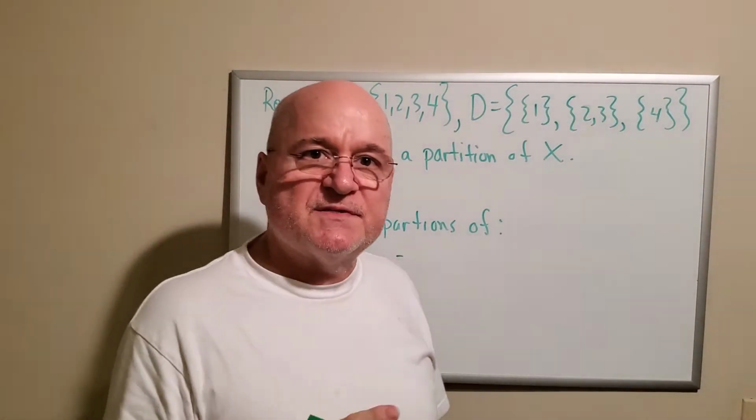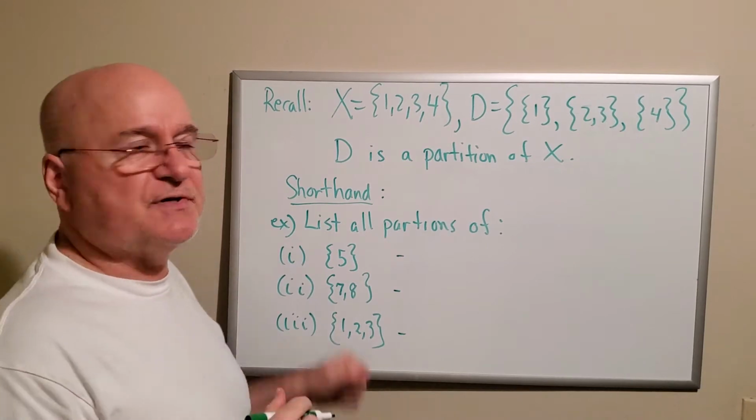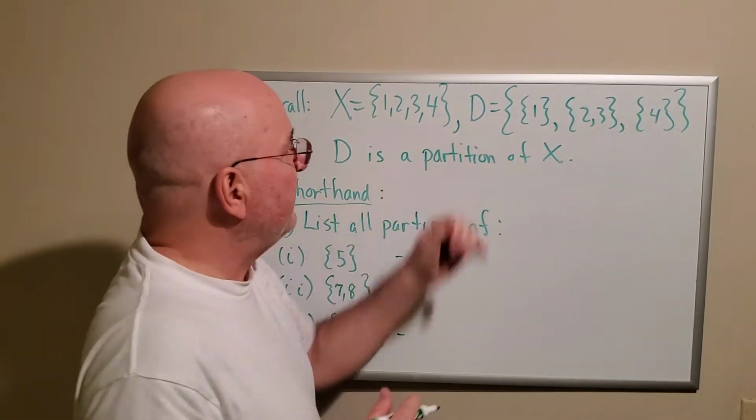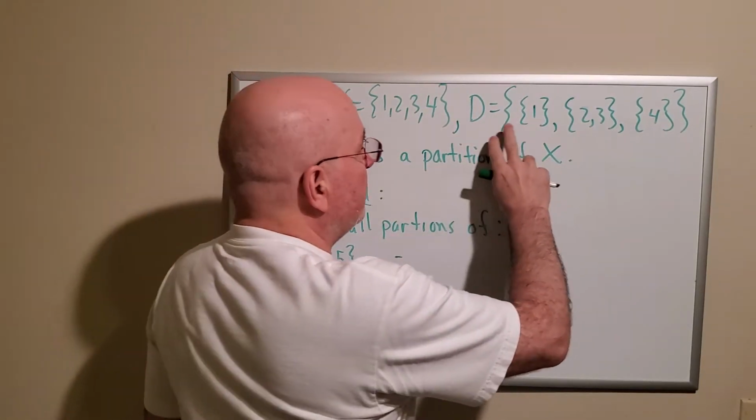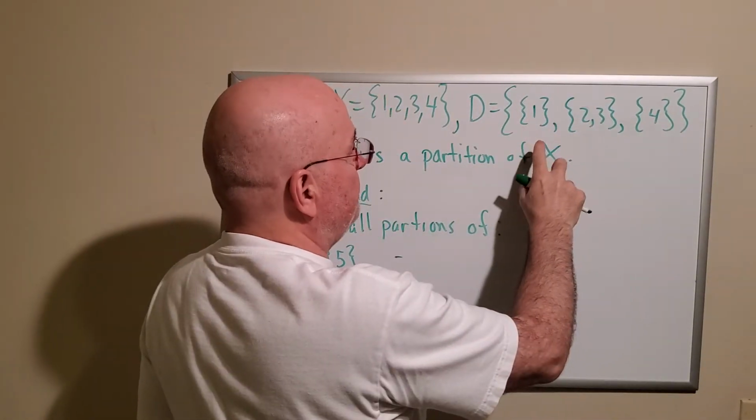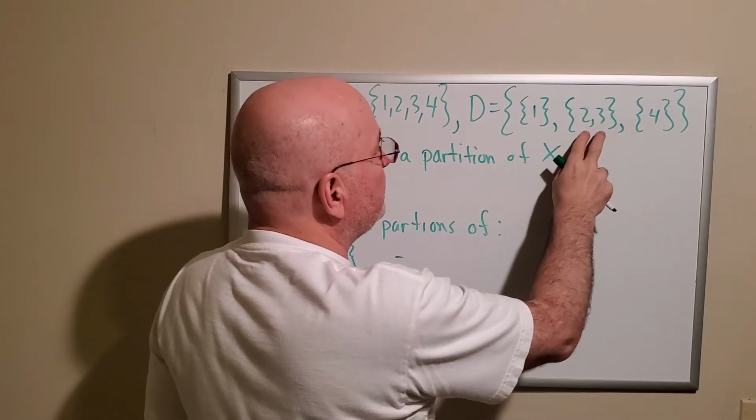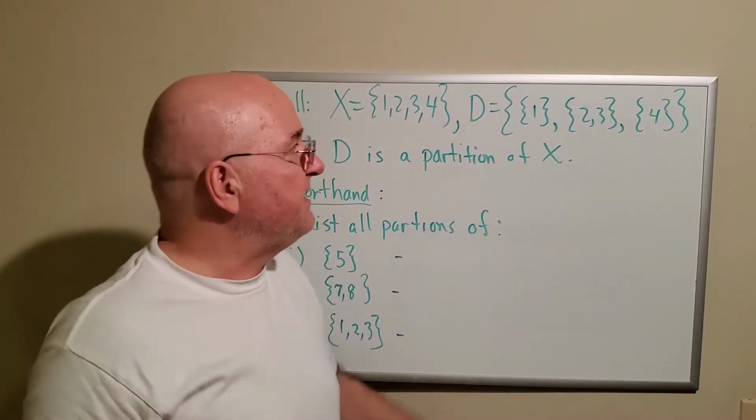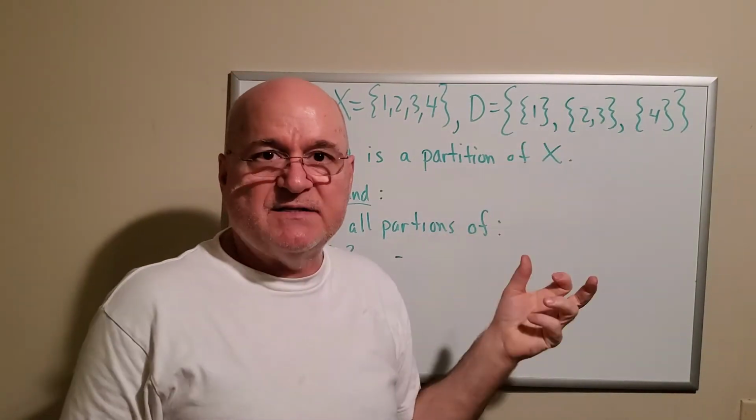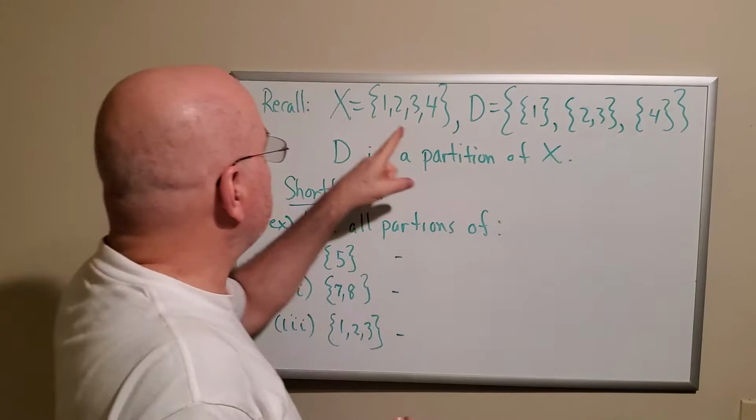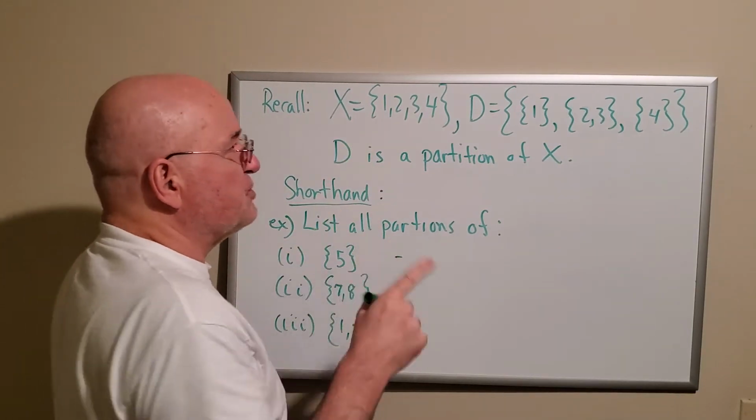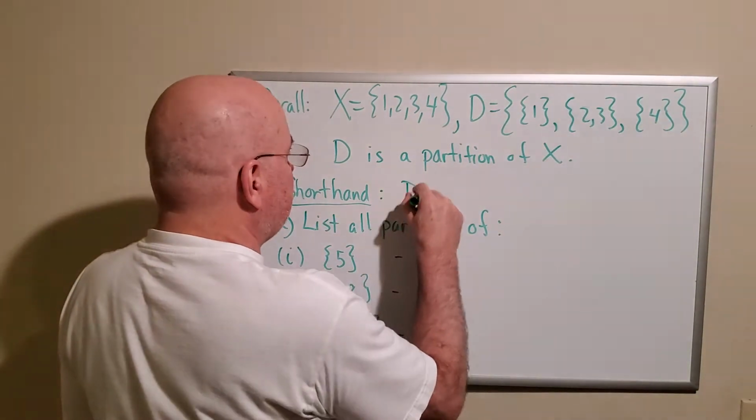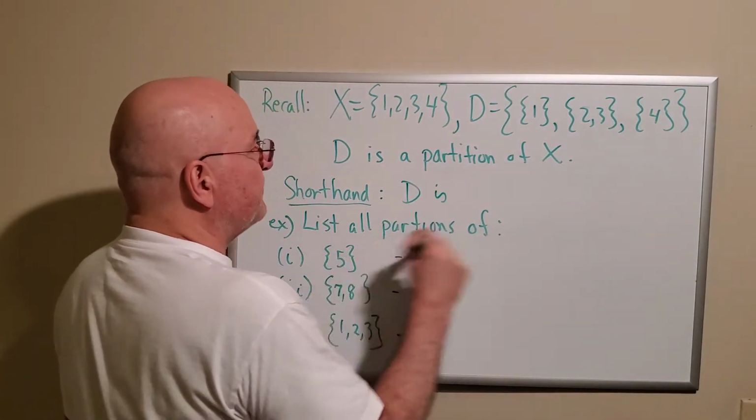Well, if you recall, we saw an example earlier where we took the set X being the integers 1 through 4, and we had a set D, which was a collection of sets, a set of sets, where we had {1}, {2, 3}, and {4}. And we saw that D is a partition because each of those three is pairwise disjoint and their union is equal to X.